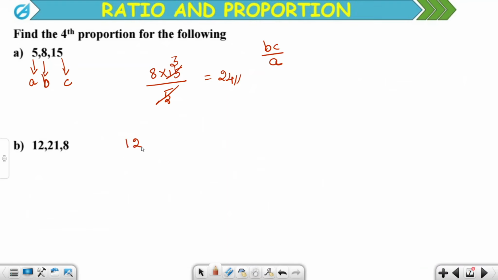Next, 12, 21 and 8. What is the value of B? 21. What is the value of C? 8. So what is the value of A? 12. So this is 2 times and this is 3 times. Again, this is 1 time and this is 7 times. So 7 twos are 14. Okay, so the fourth proportion of the following numbers is nothing but 14.